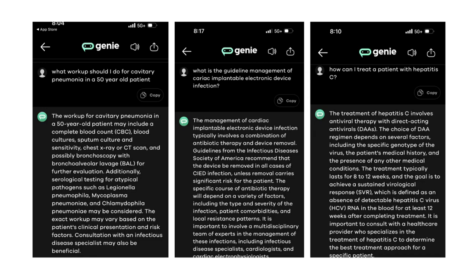I tried the Hep C treatment. This is instantaneous on my phone, and actually the Hep C treatment was pretty good. Like direct acting antivirals, it's going to be 8 to 12 weeks. It depends on genotype. And the goal is to get sustained virologic response after 8 to 12 weeks.